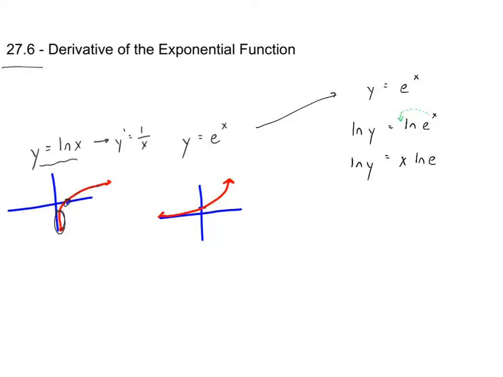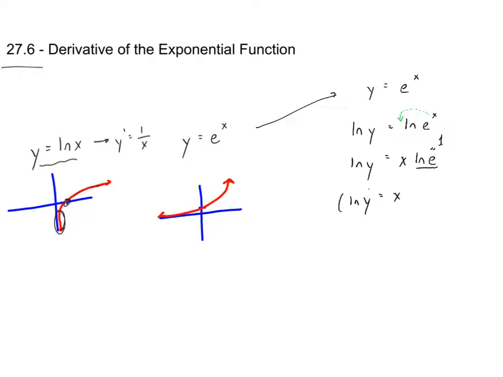Now, wait a minute. The natural log of e, I know what that is. So the natural log of y on the left is equal to just x, because natural log of e is 1. So we've simplified it a little bit. We just rewrote our exponential equation as a log equation. Now let's take a derivative.